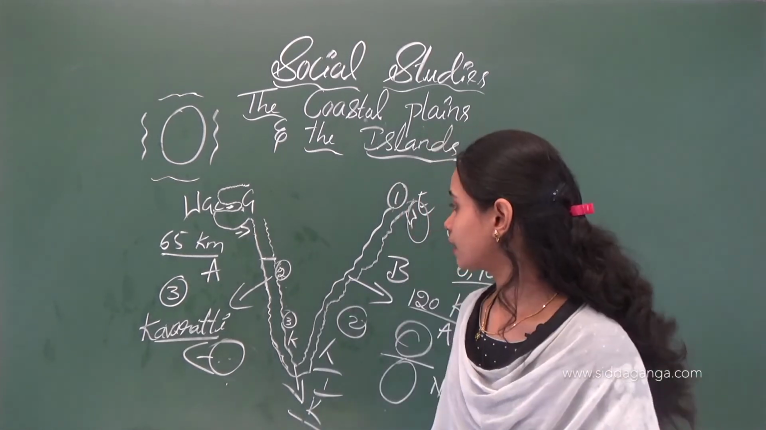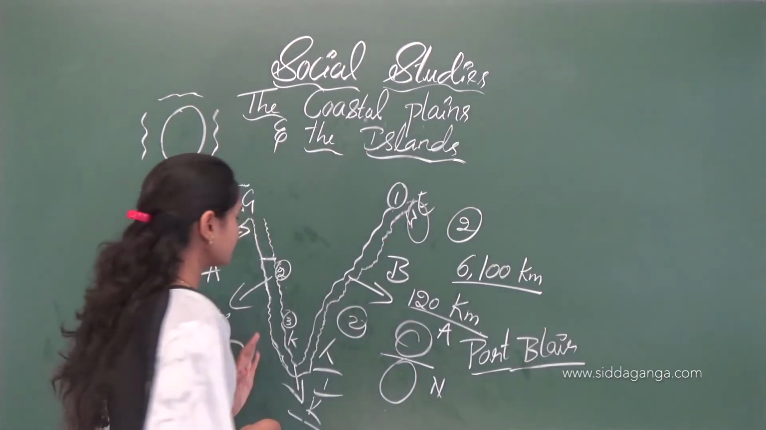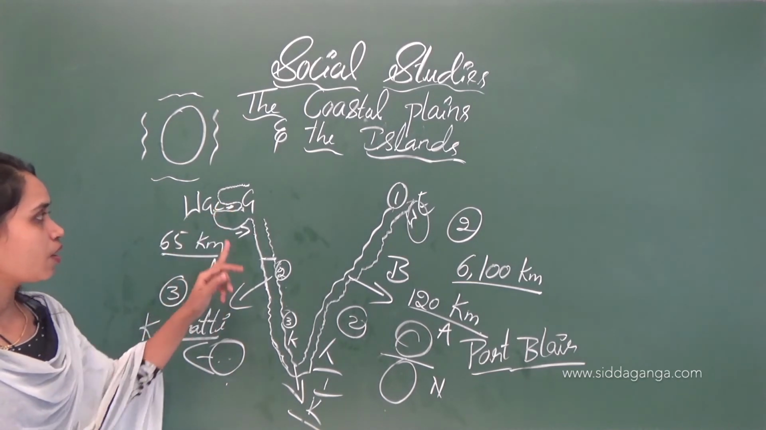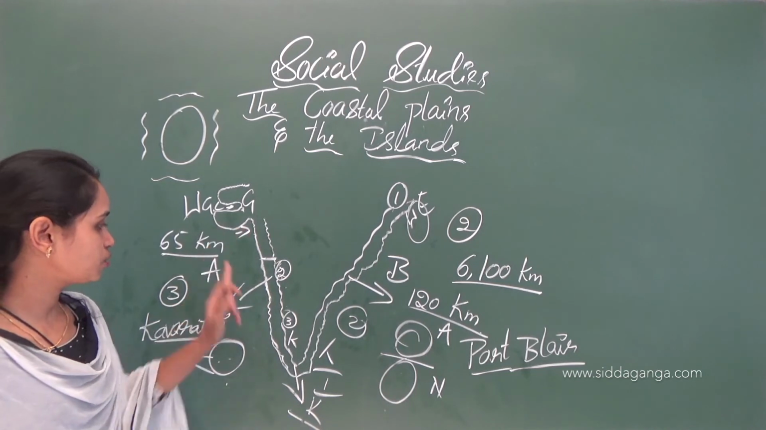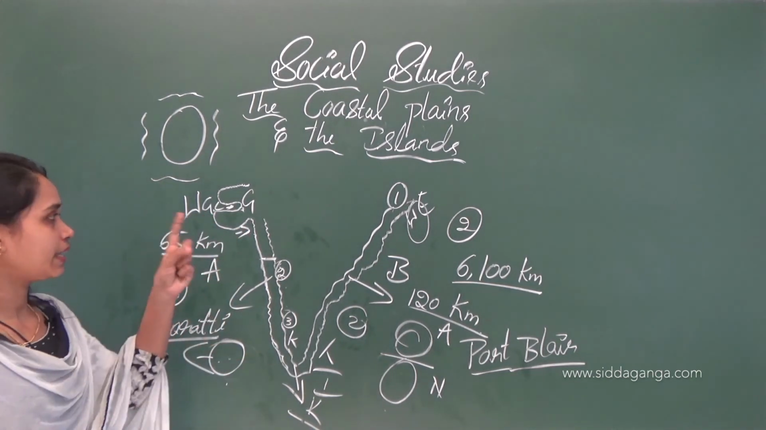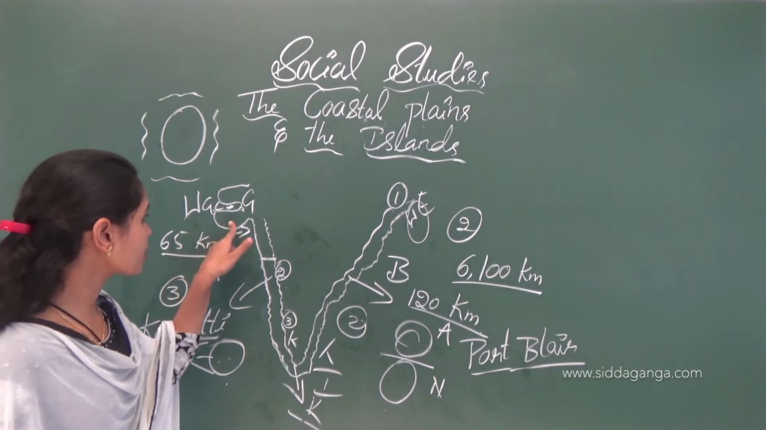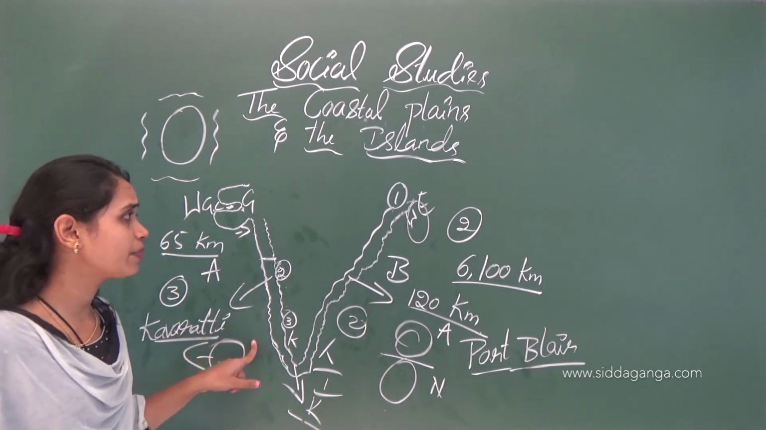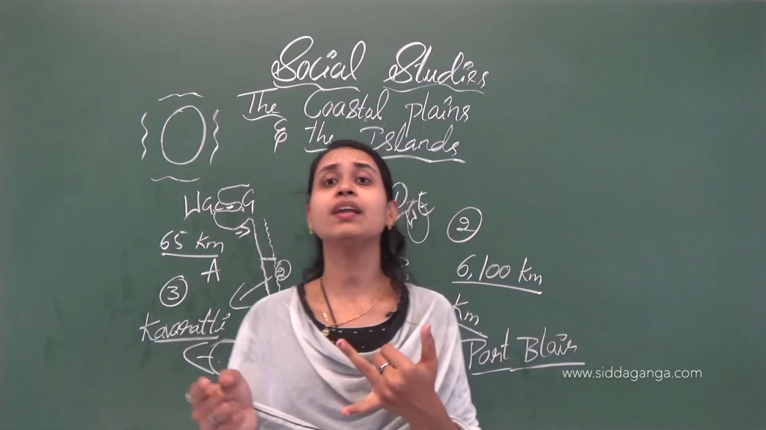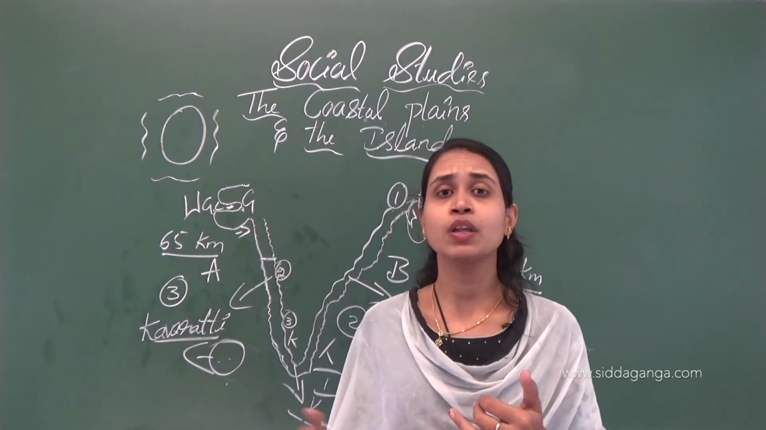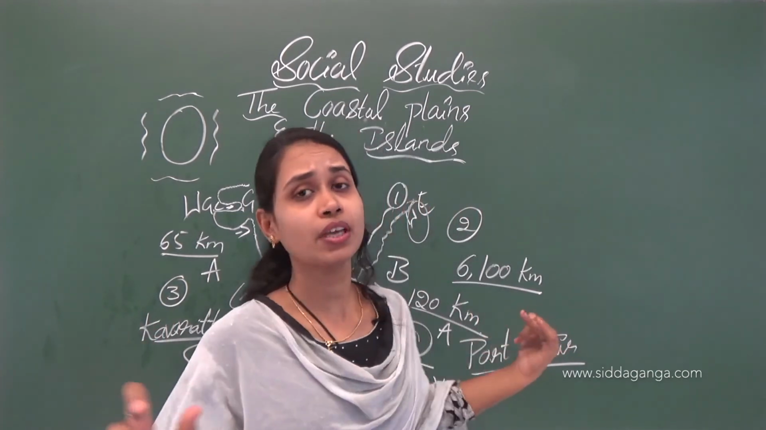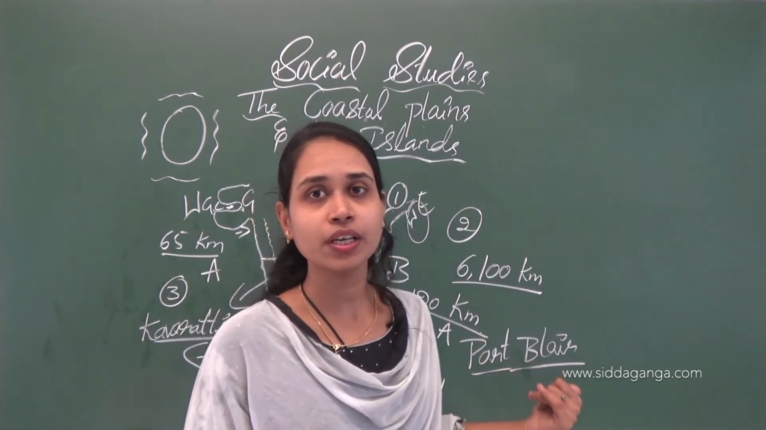So this we see in the coastal plains. Okay, the western coastal plain starts from Gujarat to Kerala. Here the western coastal plain has three parts: Gujarat coast, Konkan coast, and Malabar coast. And the eastern coastal plain has Northern Circars and Coromandel coast. Western coastal plains have 65 kilometers width, and here we can see 125 width.